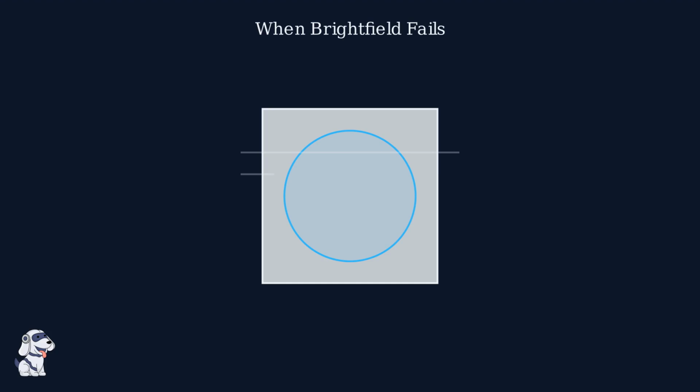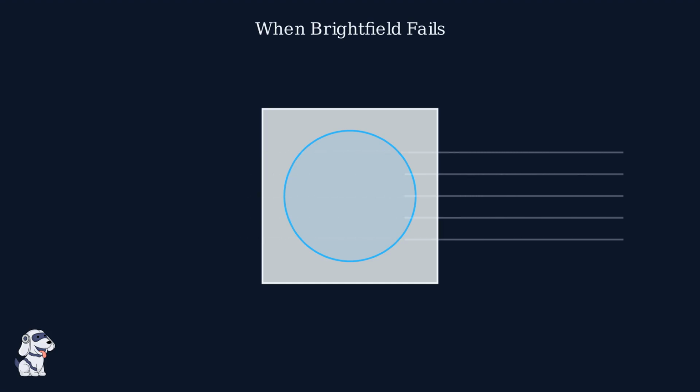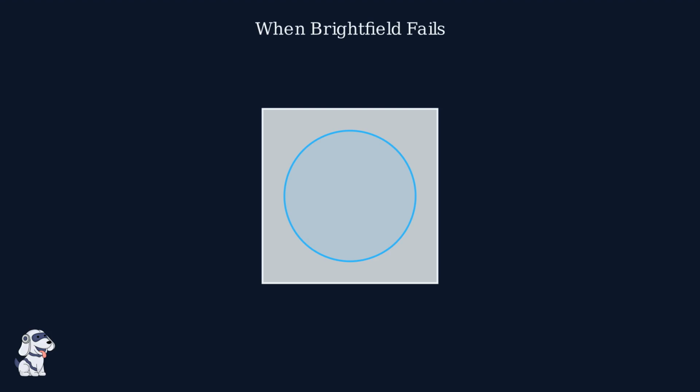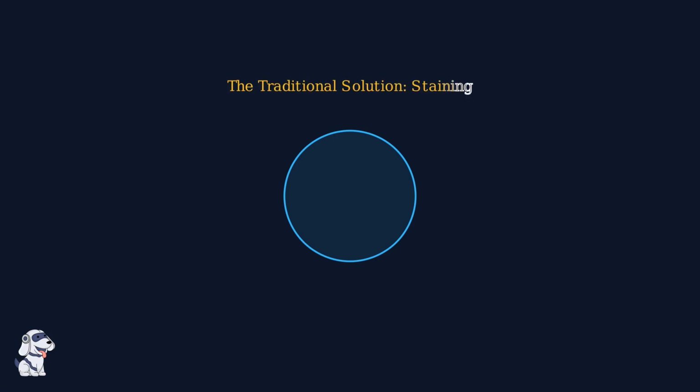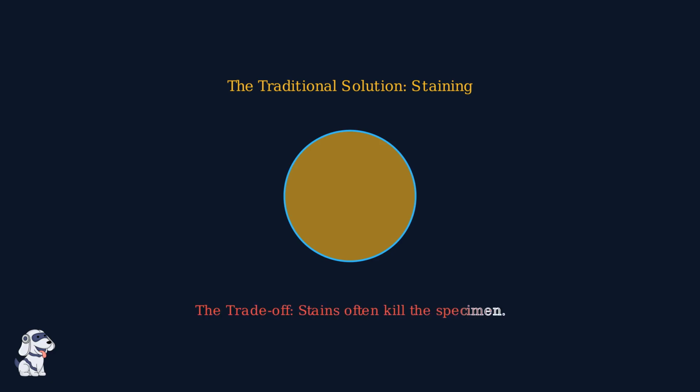Because light passes through these transparent structures with almost no absorption, they offer very little contrast against the bright white background. Traditionally, scientists have relied on chemical stains to add contrast. This dyes specific cellular structures, making them stand out against the background. However, there is a major downside. Most chemical stains require fixing the cell, which halts all life processes and effectively kills the specimen, preventing us from observing living, dynamic behavior.